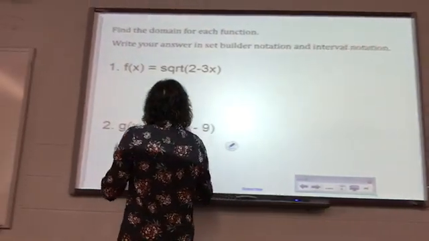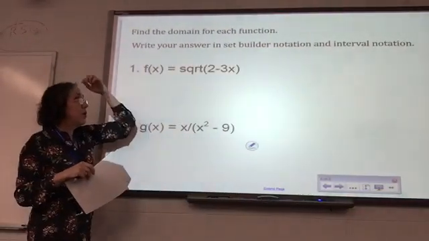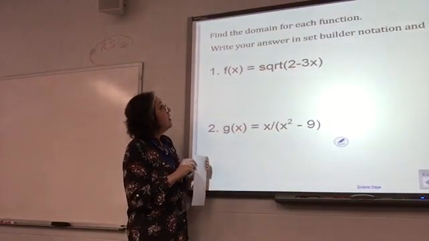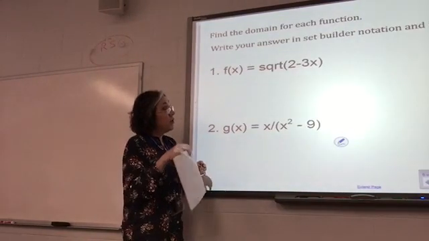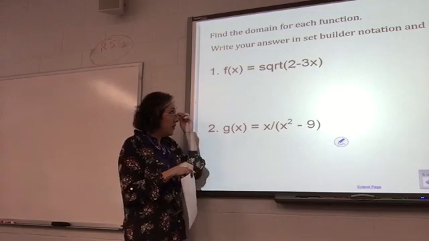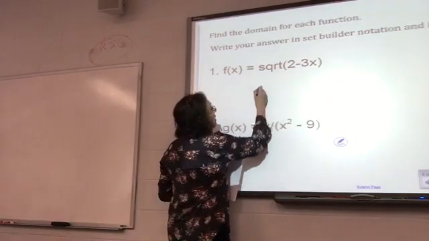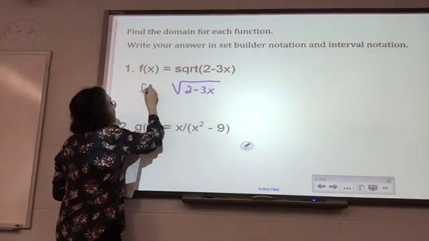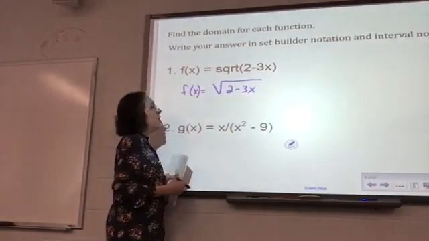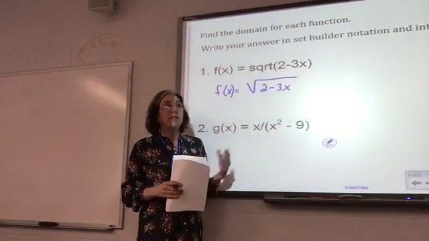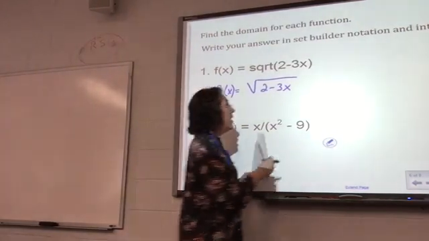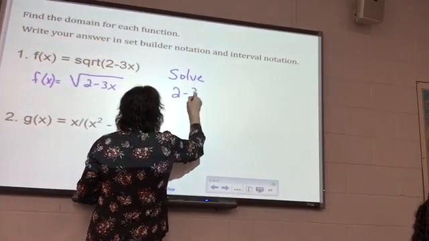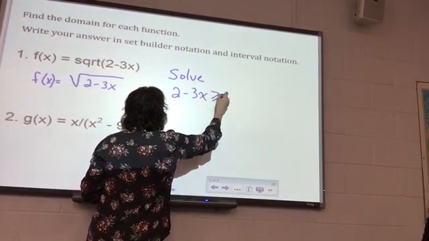Okay. So this program in Smartboard doesn't let me draw radicals and fractions. But it should look right in your notes. So this is the square root of 2 minus 3x. Let's just write it this way. It'll look like that. So what's the problem? Well, it's an even root. And so I need to solve 2 minus 3x is greater than or equal to 0.